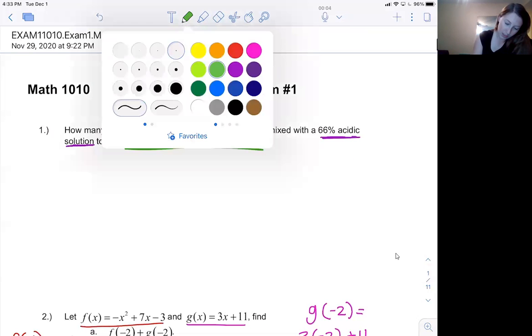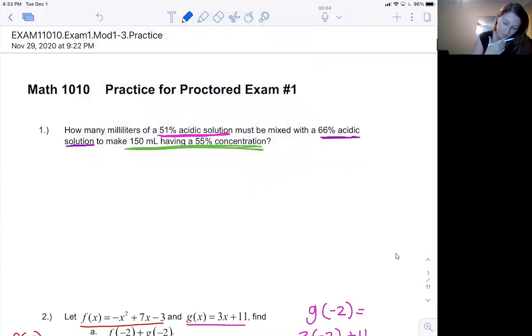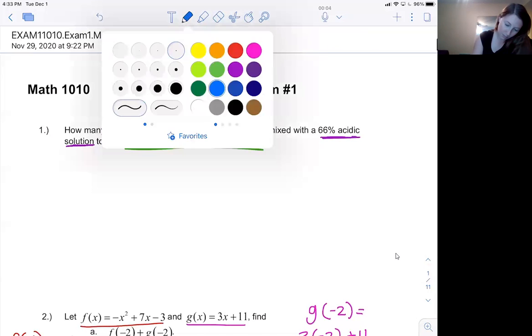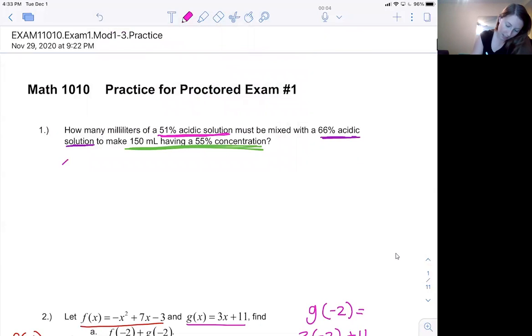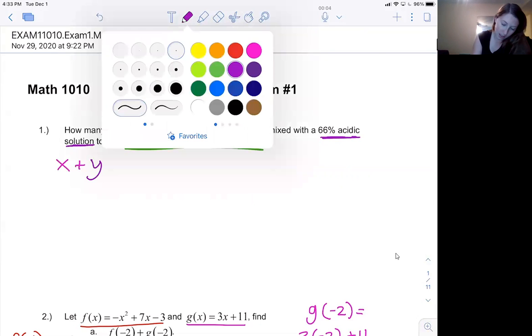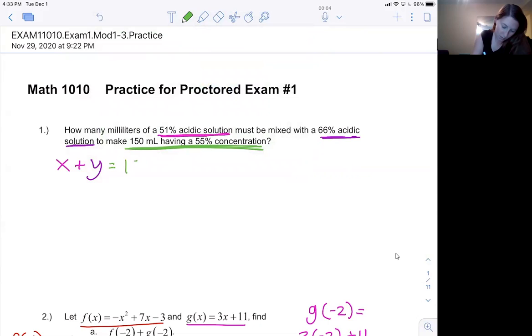So I'm going to write two equations down. So my first equation is I'm going to have x, my pink solution, plus my purple solution, and I'm just going to label them x and y, and that's going to equal the 150. So basically, I'm trying to figure out how much of each solution I need to get 150. Okay, so I'm just saying x, this solution plus this solution is going to give me 150 milliliters.